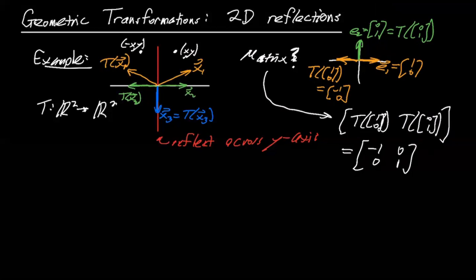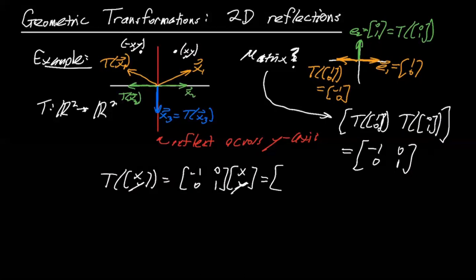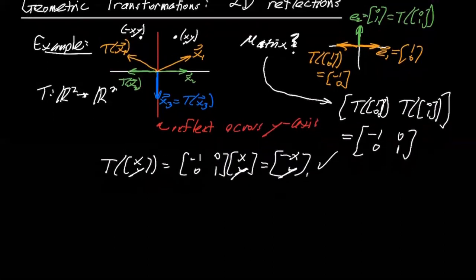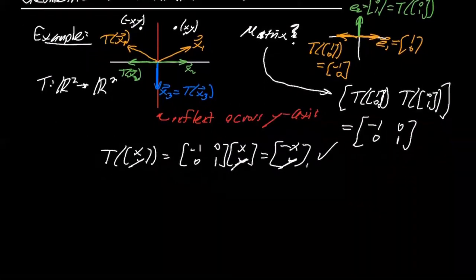And if you do T of x y, that's the matrix -1, 0, 0, 1 times x y. And that's clearly, however you'd like to multiply matrices times vectors, going to be -x comma y. So that checks out, right? Okay, so that's an easy reflection. But what I want to do now is think about a reflection through a different axis, a different angle.